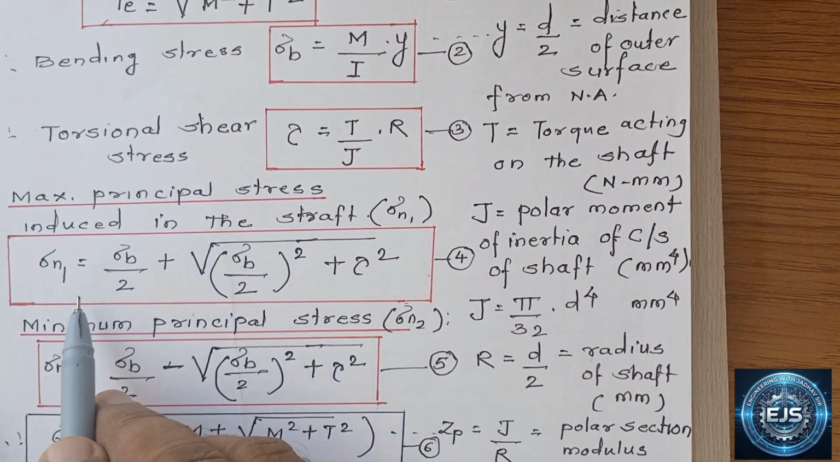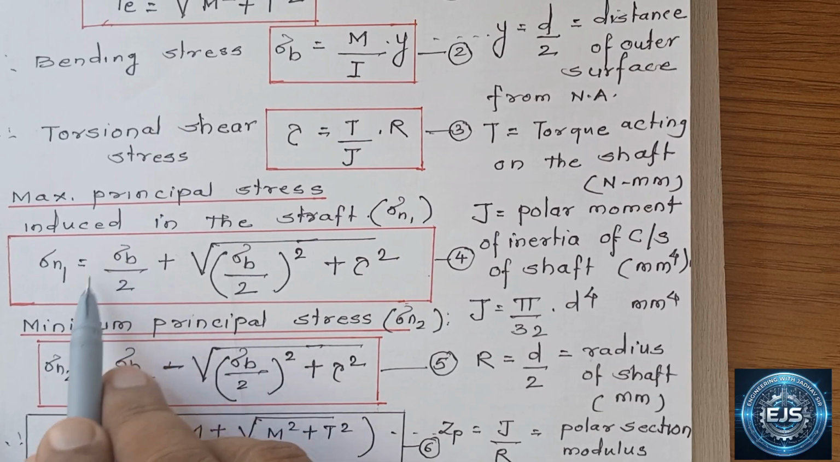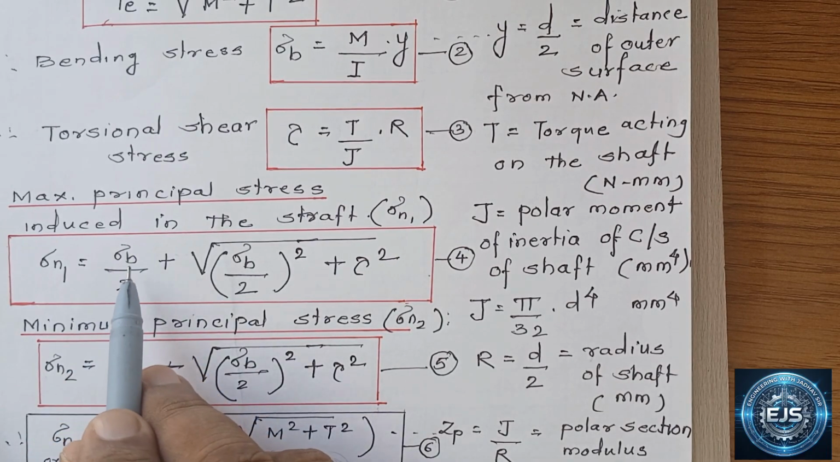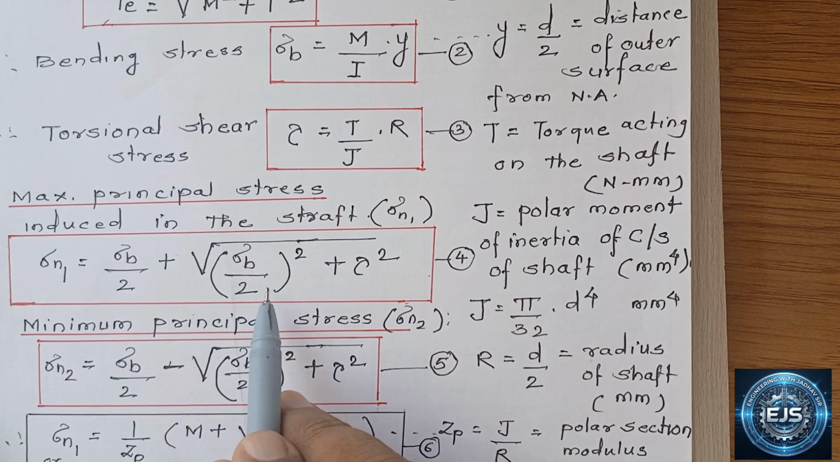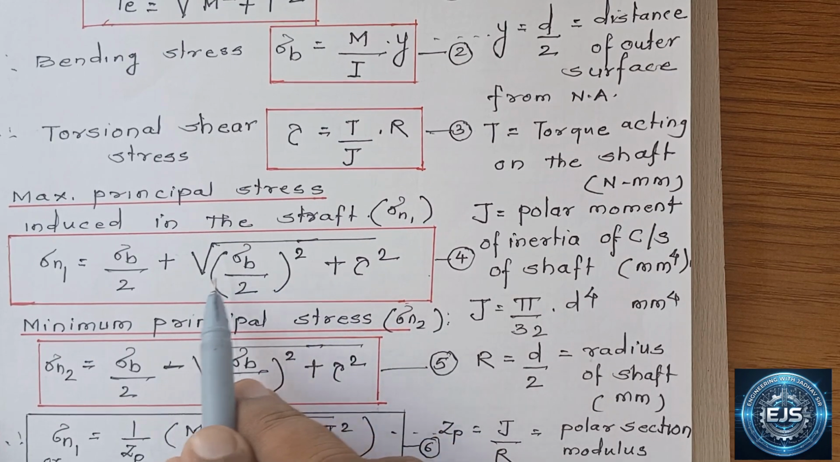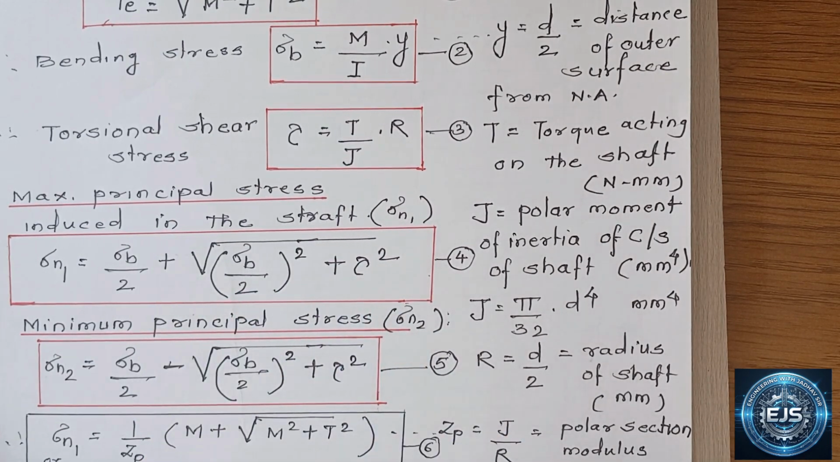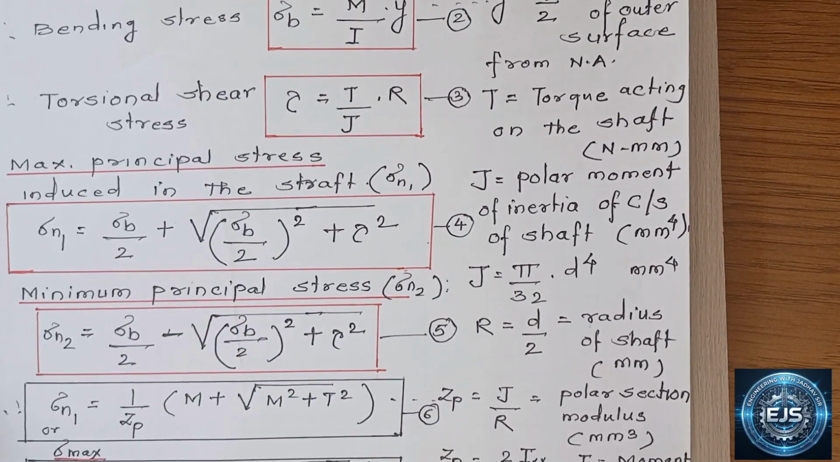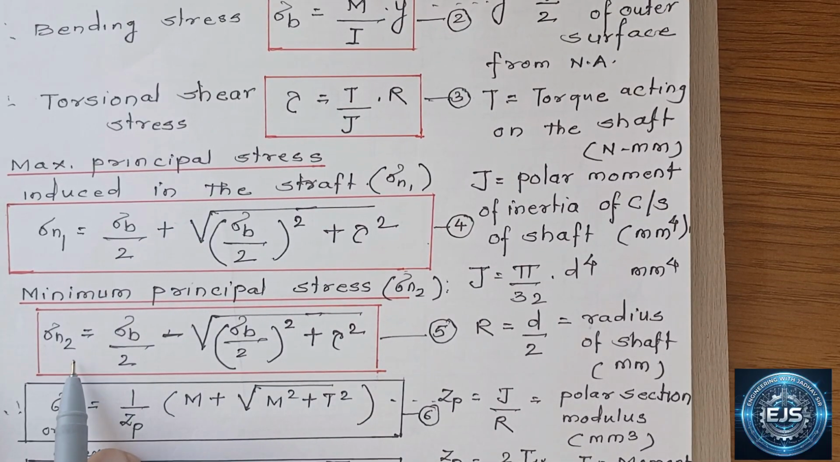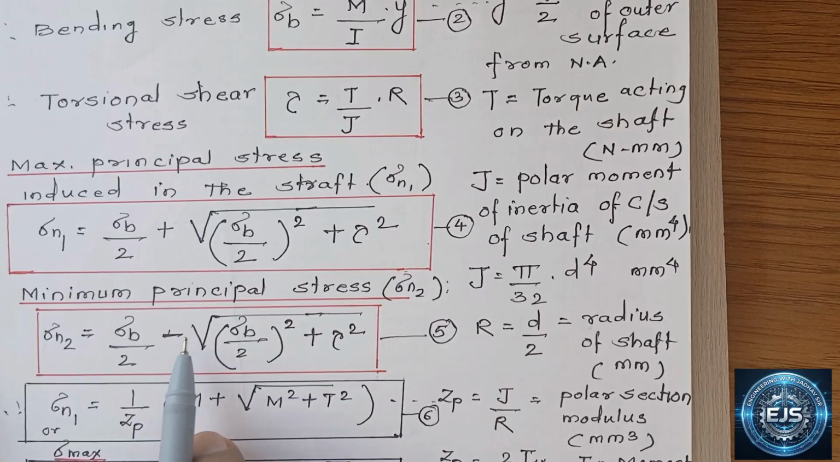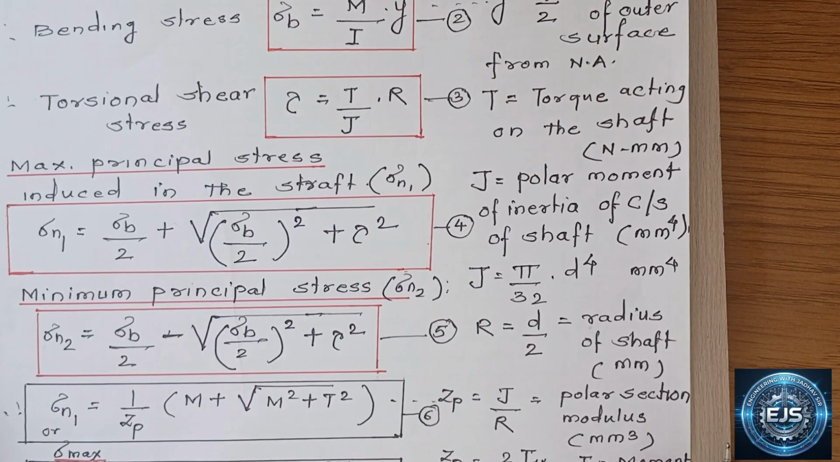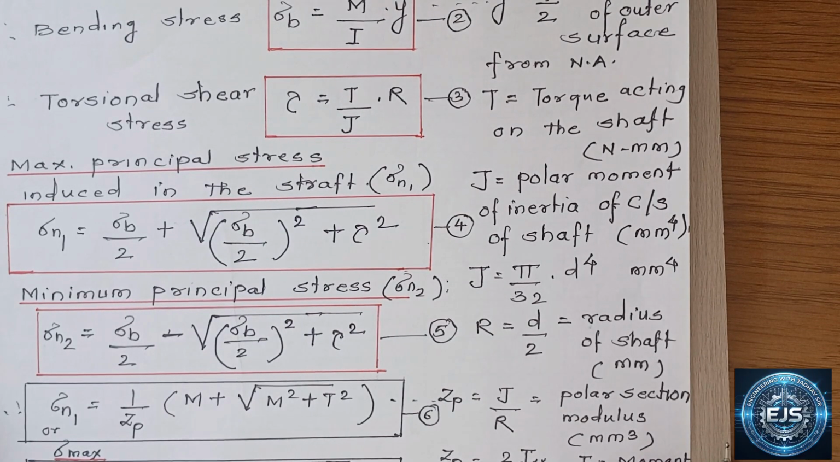So maximum principal stress is calculated as sigma n1 is equal to sigma b by 2, where sigma b is the bending stress, plus root of (sigma b by 2) square plus tau square, where sigma b is the bending stress and tau is the torsional shear stress. तो ये मैक्सिमम प्रिंसिपल स्ट्रेस है. Now minimum principal stress developed in the shaft which is subjected to combined loading: sigma n2 is equal to sigma b by 2, ये माइनस साइन है, root of (sigma b by 2) square plus tau square. So equations 4 and 5 give us the value of maximum and minimum principal stress developed in the shaft cross section.